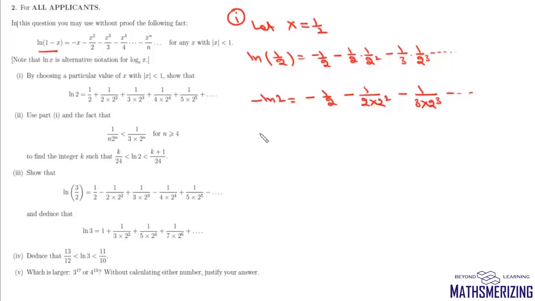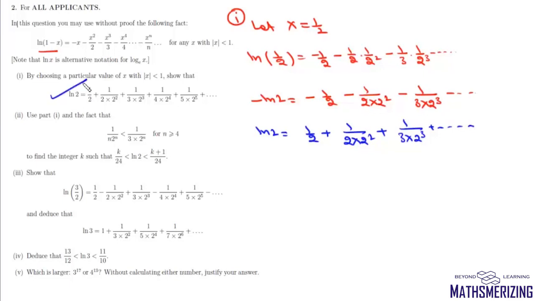Now we'll cancel this minus sign. We'll simply get log 2 equals 1 by 2 plus 1 by (2 into 2 square) plus 1 by (3 into 2 cube), which is what we need to prove in this first part.